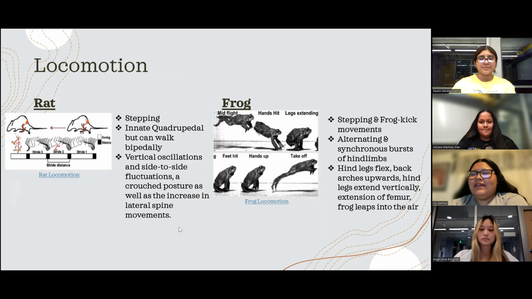And for the frog, it has more of a stepping and frog kicking movement, which alternates and in synchronous bursts of hind limbs. By doing this, it uses the hind legs to flex, the back arches upwards, and the hind legs extend vertically. With the extension of the femur, the frog leaps into the air.